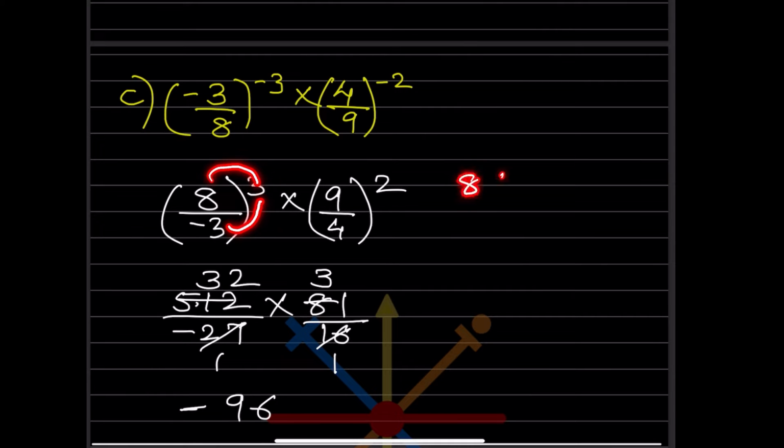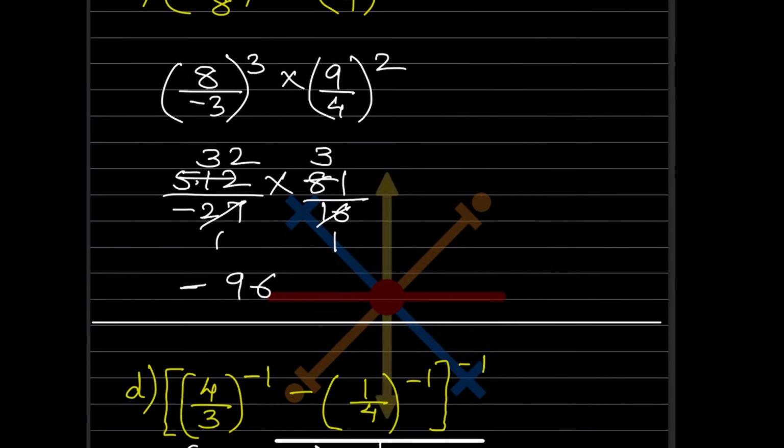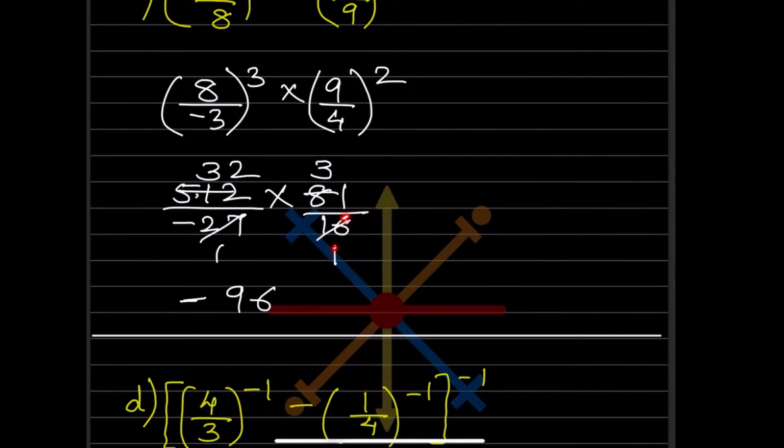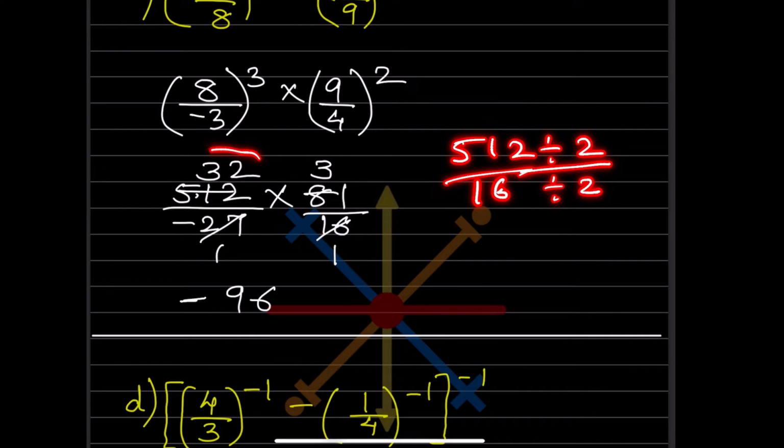So 8 into 8 into 8, that is 512. And this will be minus 3 into minus 3 into minus 3, because that is 3 times, that is going to be minus 27. Here it is going to be 9 squared, that is 81. 4 squared is going to be 16. Now if you multiply and simplify this one, 16 ones are 16, 16 thirty-twos are 512. And if you don't know that, you can just divide 512 by 16 by dividing repeatedly. Only the steps are going to be more, but you will get the same answer, you will get 32.